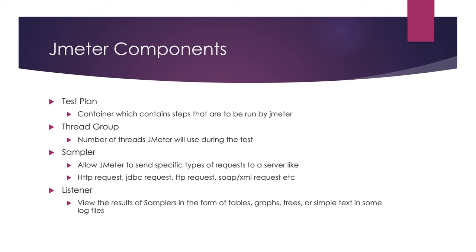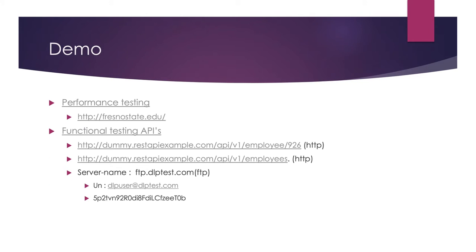And then we have the sampler. A sampler is basically used to configure what kind of request is to be sent to the server. The request could be HTTP, FTP, JDBC or anything like that. And we have the listener. A listener is basically helpful for viewing results in different formats like trees, graphs, tables, and so on.